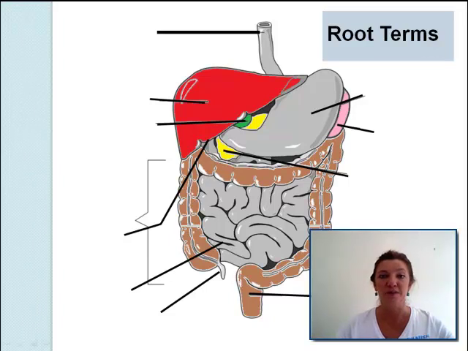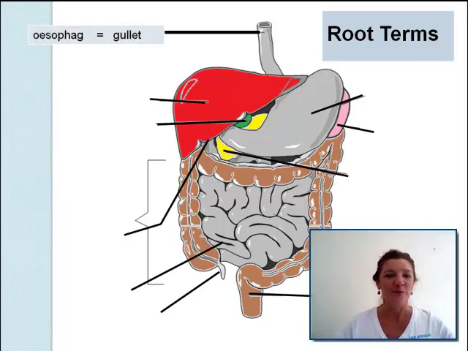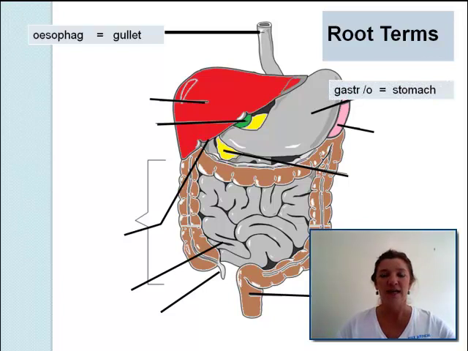Let's look at the root terms associated with the gastrointestinal tract. Well, let's imagine you've just had your lunch and you've swallowed your first mouthful of food and it passes down your gullet, and the root term for gullet is esophag, or esophagus is the full term, but the root term is esophag. So I may have esophagitis, inflammation of my gullet. From there, the food passes from the gullet into the stomach, and the root term for stomach is gastro. I may be sent to have a gastroscopy, a visual examination of the stomach.